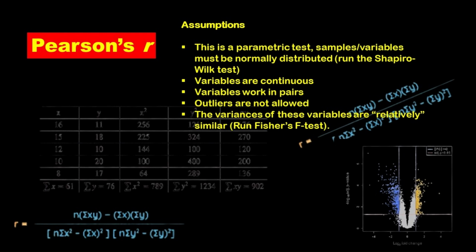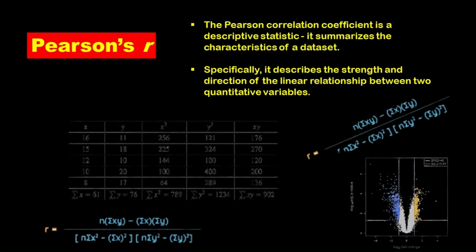Assumptions: this is a parametric test. The sample's variables must be normally distributed; run the Shapiro-Wilk test. Variables are continuous. Variables work in pairs. Outliers are not allowed. The variances of these variables are relatively similar; run Fisher's F-test. The Pearson correlation coefficient is a descriptive statistic.